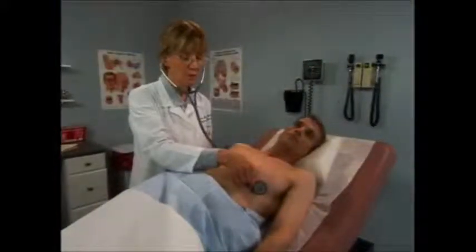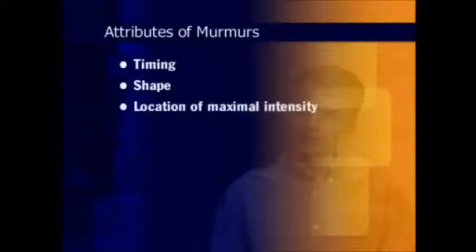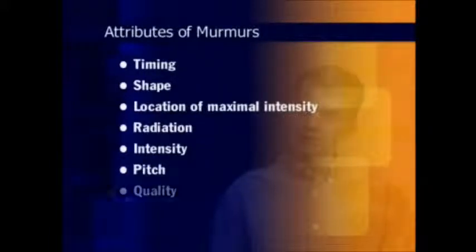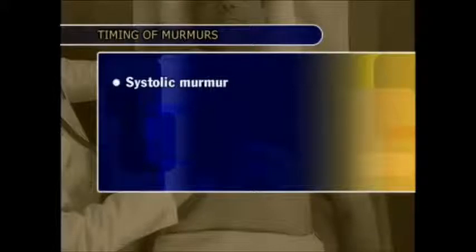Murmurs are differentiated from heart sounds by their longer duration. If you detect a heart murmur, you must learn to assess its timing, shape, location of maximal intensity, and radiation, grade its intensity, and assess its pitch and quality. Palpating the carotid pulse as you listen can help you with timing. First, decide if you are hearing a systolic murmur falling between S1 and S2 and coinciding with the carotid upstroke, or a diastolic murmur falling between S2 and S1.